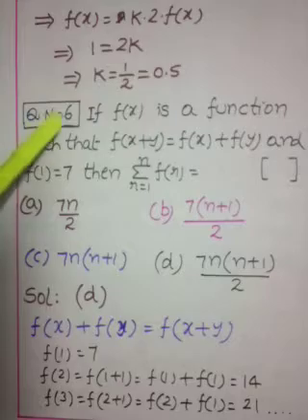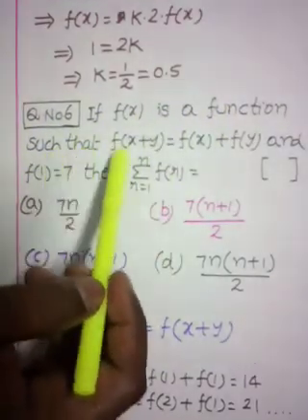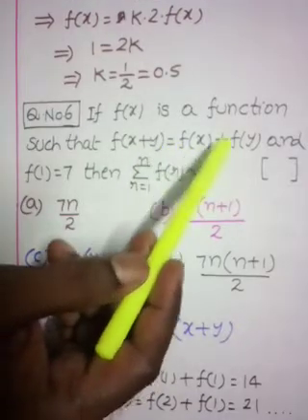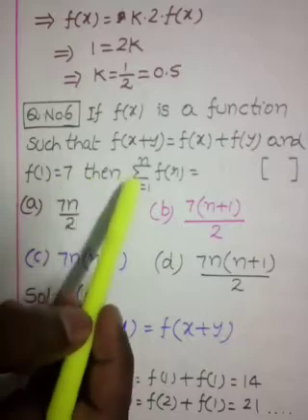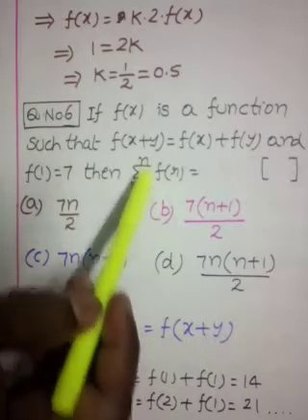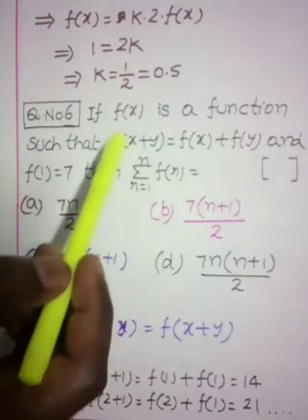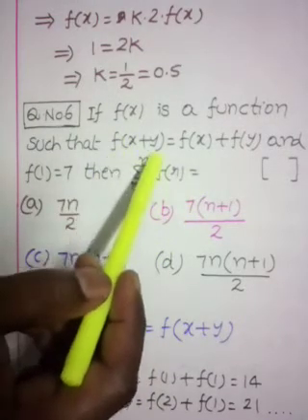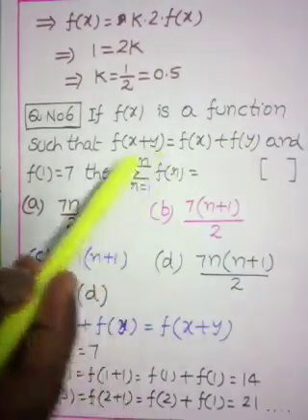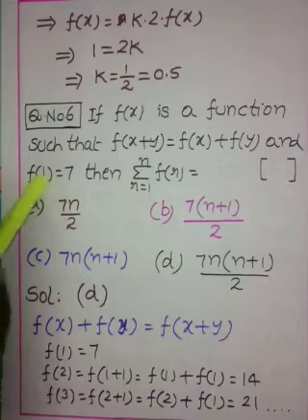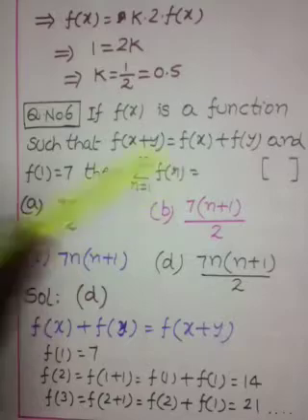Now come to question number 6. If f of x is a function such that f of x plus y is equal to f of x plus f of y and f of 1 is equal to 7, then sigma r equals 1 to n, f of r is equal to. Here the function is defined like this: f of x plus y is equal to f of x plus f of y. This is the given function f, and this value is also given, f of 1 is equal to 7. Now we have to find the value of this expression.